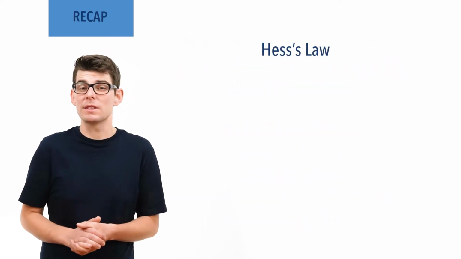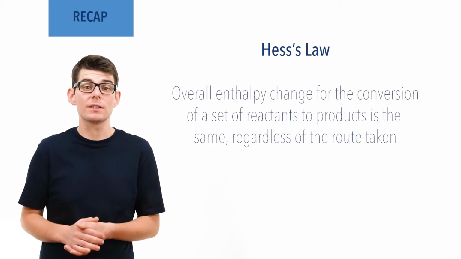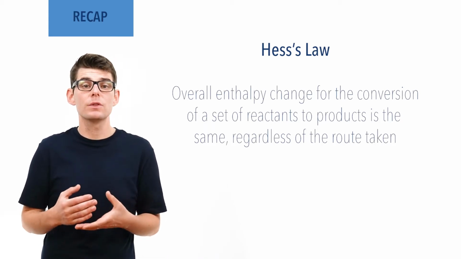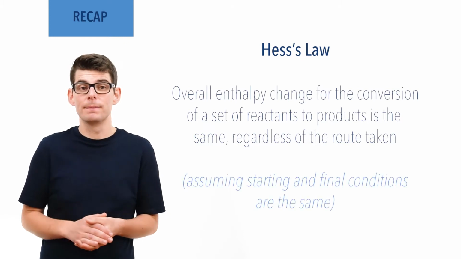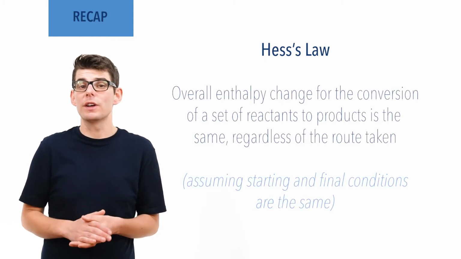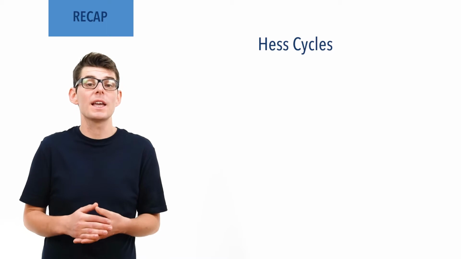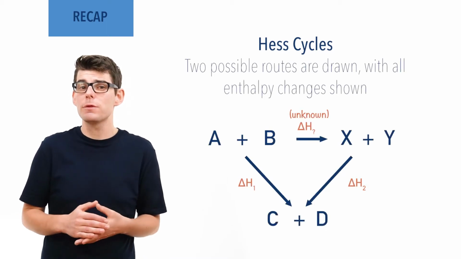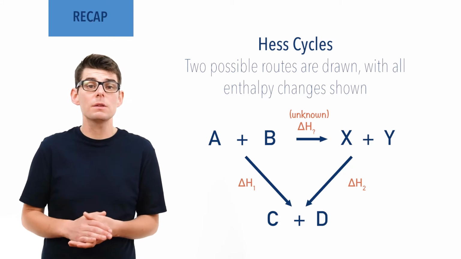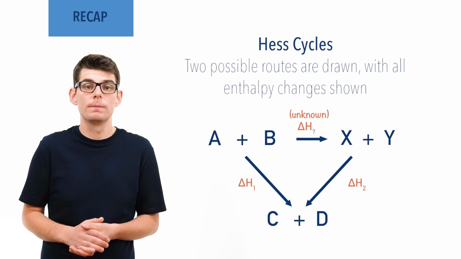Hess's law tells us that the overall enthalpy change for the conversion of a set of reactants to products is the same regardless of the route taken, assuming initial and final conditions are the same. It is possible to find the enthalpy change for a part of a route if all other enthalpy changes are known. This can be done using Hess cycles. Hess cycles are useful to help find the enthalpy change of a reaction that can be hard to measure experimentally. For example, enthalpies of formation.